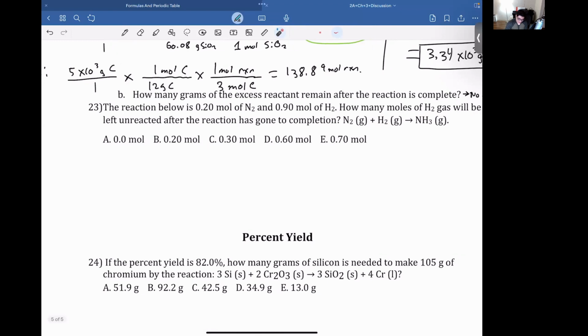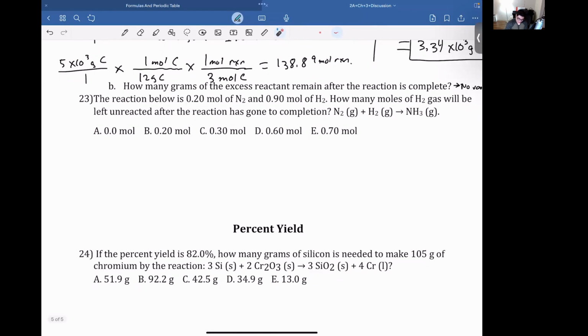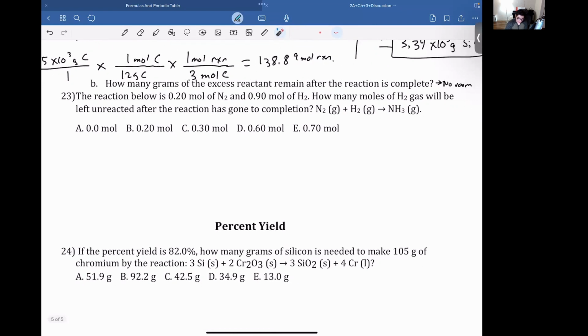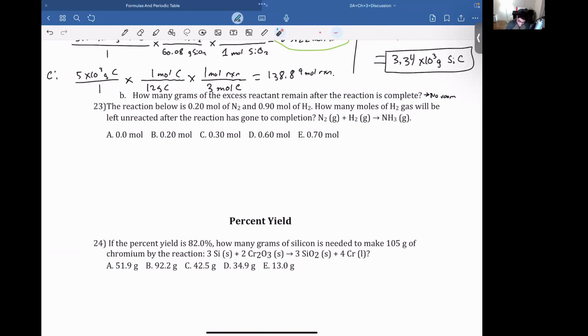Then 23, it says the reaction below is 0.20 moles of N2 and 0.90 moles of H2. How many moles of H2 gas will be left unreacted after the reaction has gone to completion? There's no point in doing the other one because we're going to see it here.